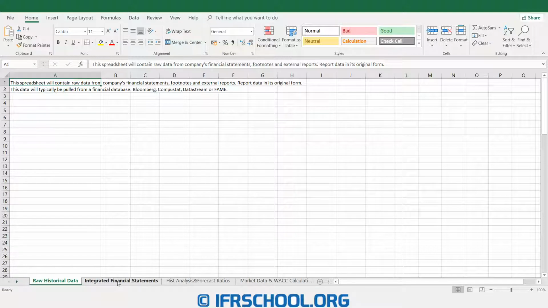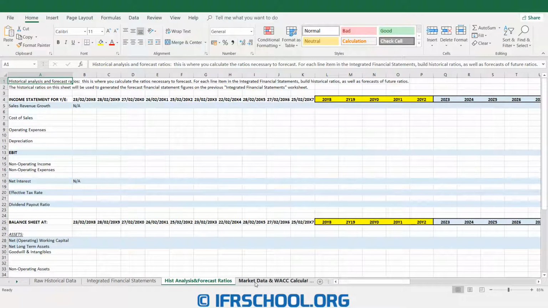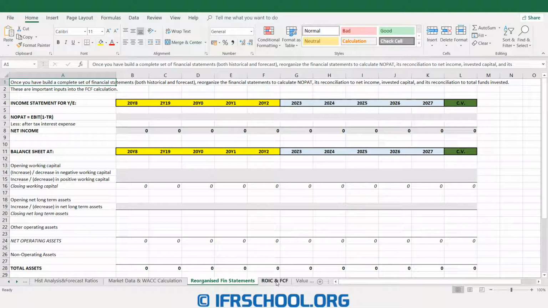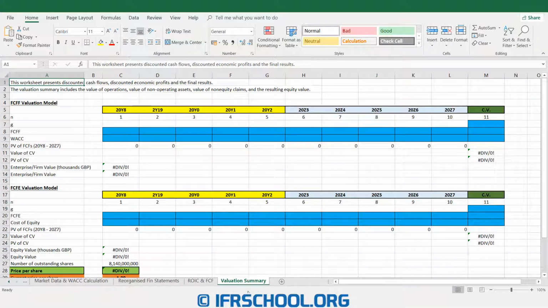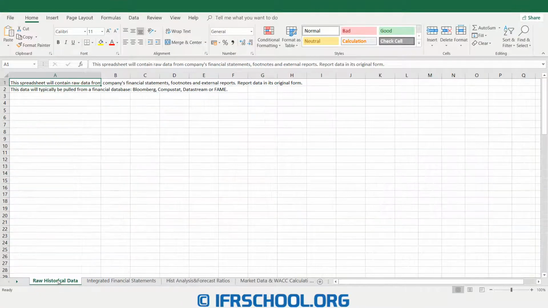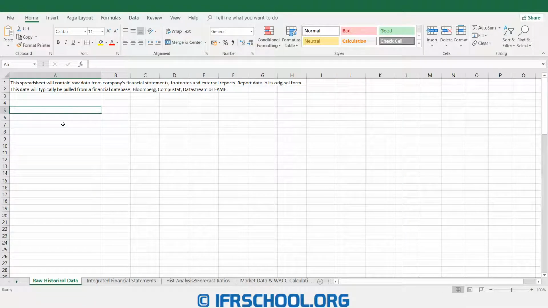The valuation process flows through the different worksheets from left to right. As we progress through the worksheets, we progress through the valuation exercise. The first worksheet, the Raw Historical Data tab, contains raw historical data on the company. This is mainly comprised of its historical financial statements, but you can include other data here too, such as footnotes or external reports. You could retrieve this data manually, or you could retrieve it from a financial database, such as Bloomberg, Compustat, DataStream, or FAME.